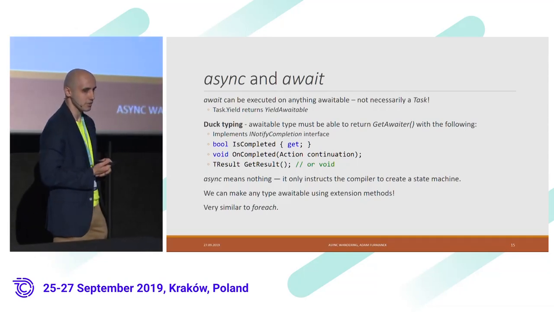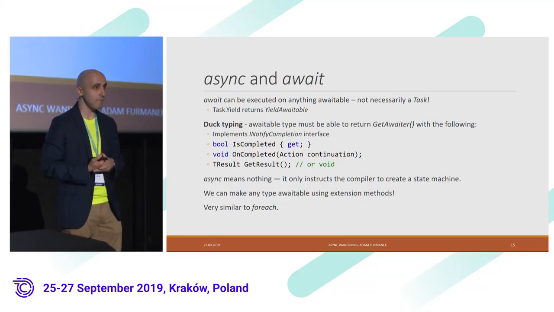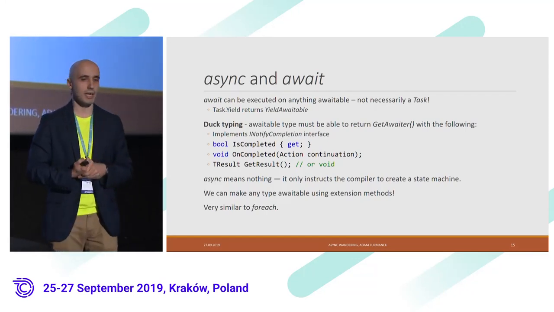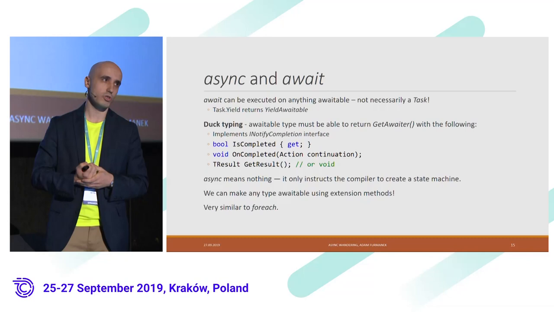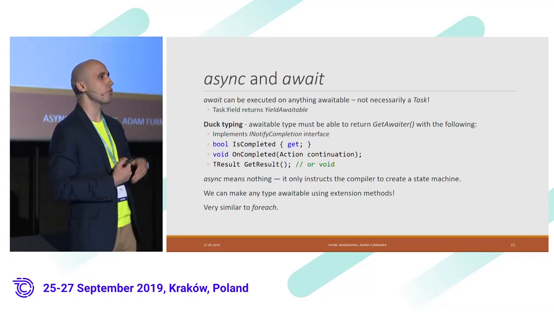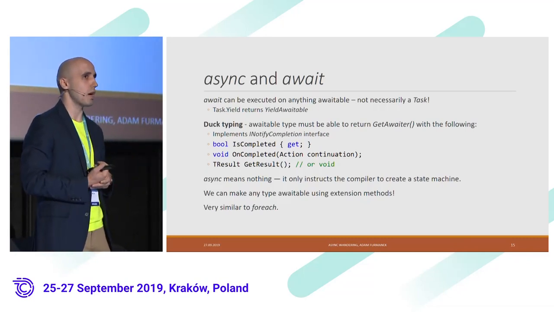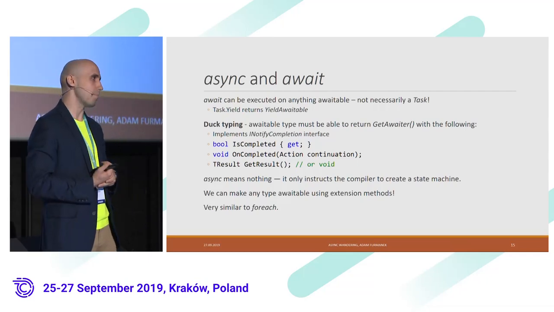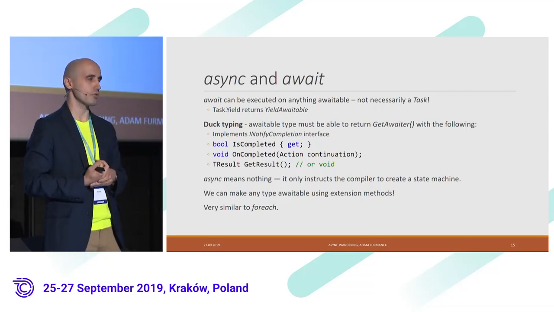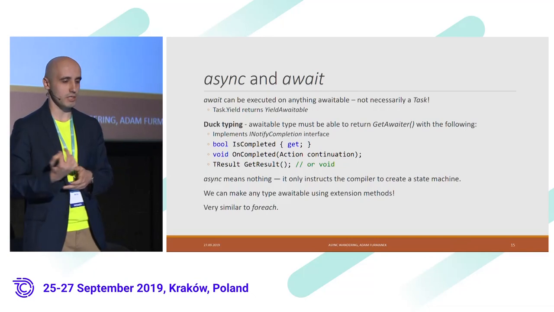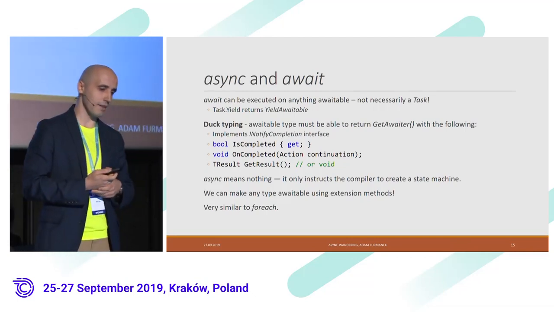The duck typing actually requires something returning an awaiter which supports some methods like IsCompleted, OnCompleted, or GetResult. And async means nothing. Async is just a keyword used by the compiler to recreate the methods which we mark with this modifier, so that the compiler knows where to introduce the code returning the awaiters, storing them, and using them under the hood.